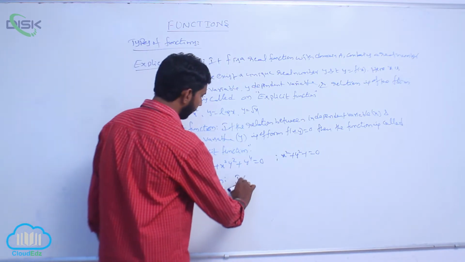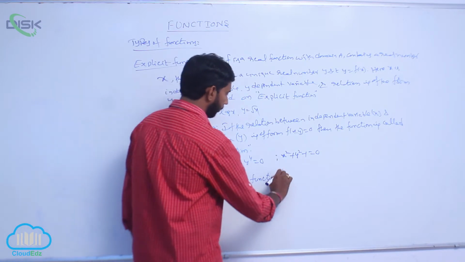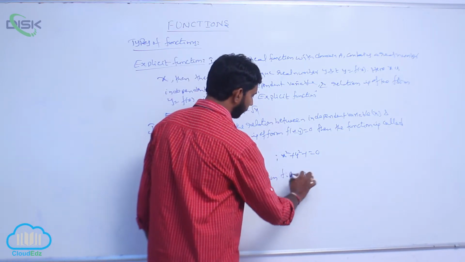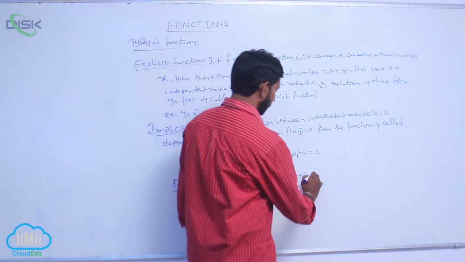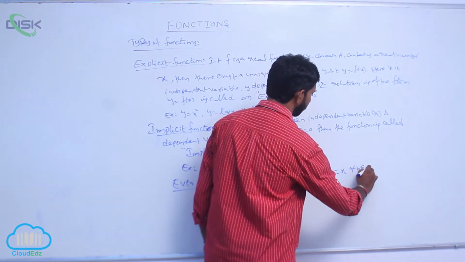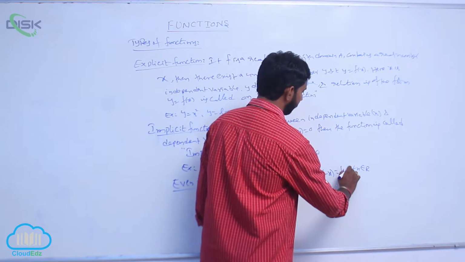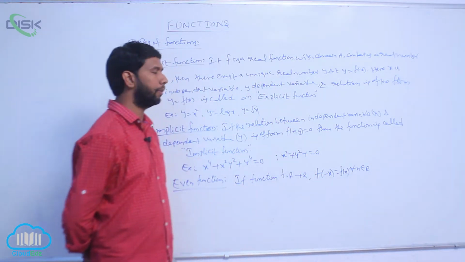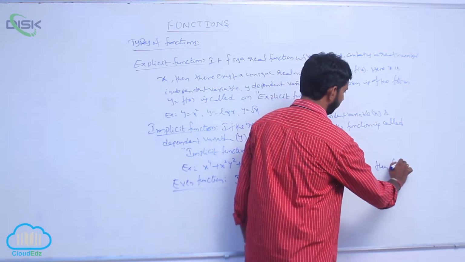If the function f mapping from R to R satisfies f of minus x equal to f of x for all x belongs to R, then f is said to be an even function.